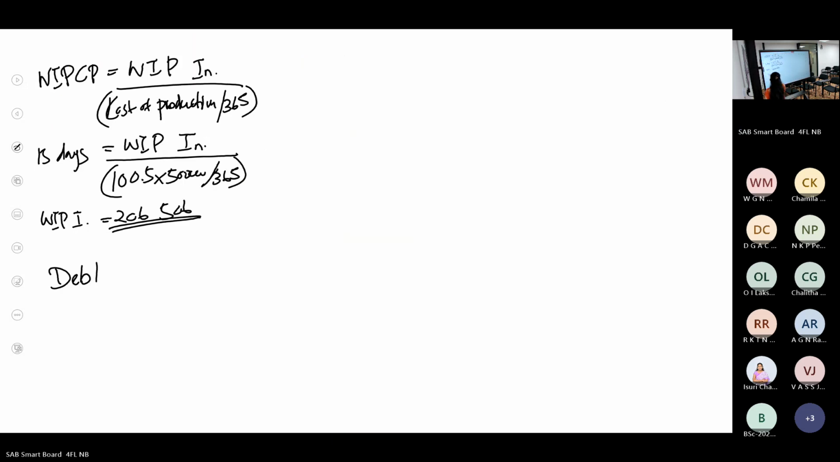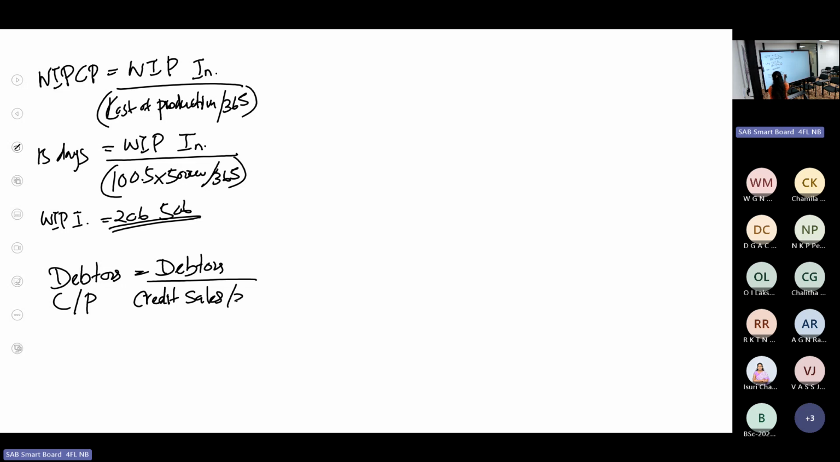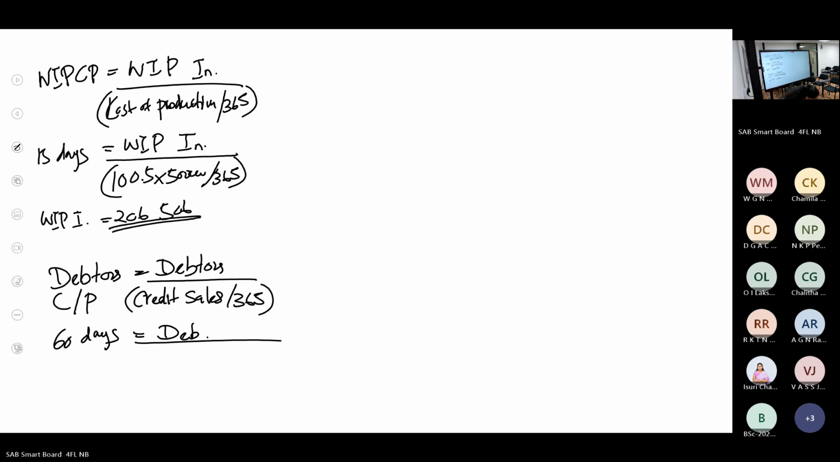Debtors. We know debtor conversion period equals debtors divided by credit sales, credit sales divided by 365. Debtors we don't know. The debtor conversion period we know, it's given there, 2 months, 60 days. Credit sales. All sales are not credit, only 75% is credit sales. So then per unit selling price is 130.